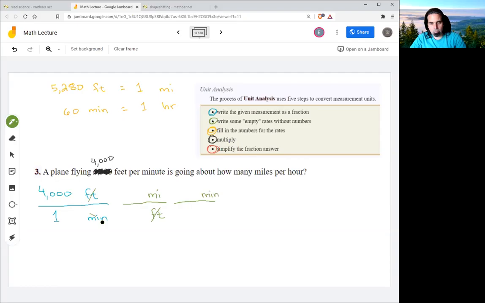I want to get rid of this minute. So let's put minutes up top because it was on the bottom. Can we go from minutes to hours? Yes, we know that one. Now I have my plan, the part that is this problem and the part that's just universal truths about how measurement units are defined. So I'm at the multiplying step.